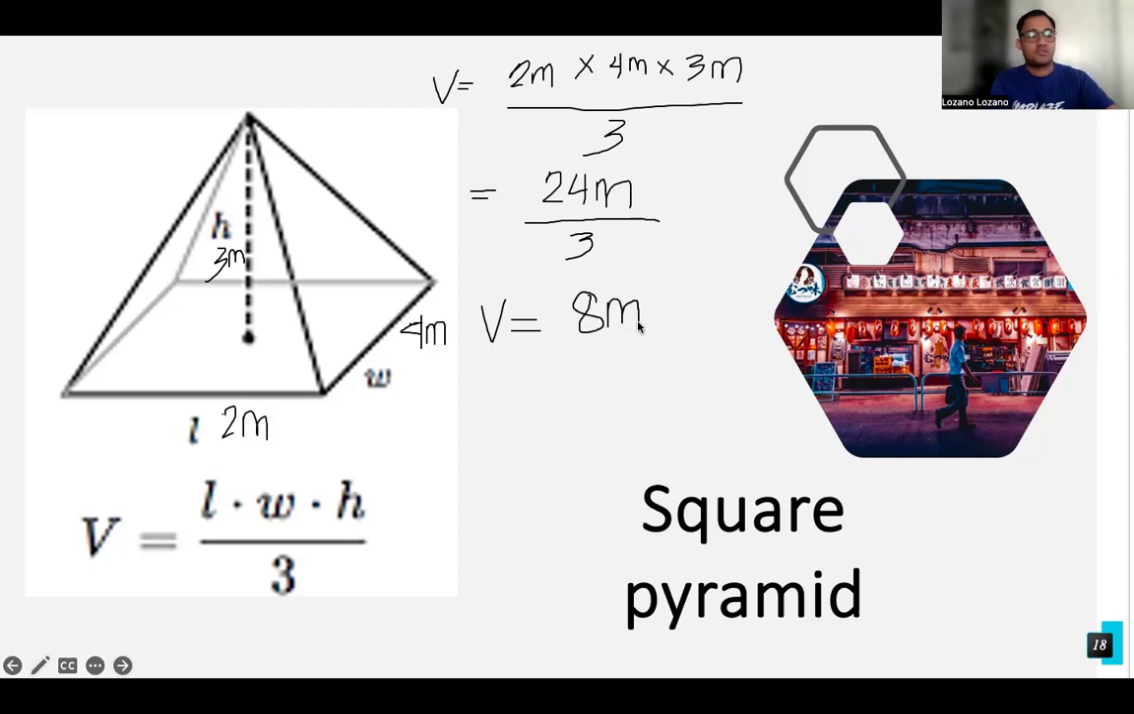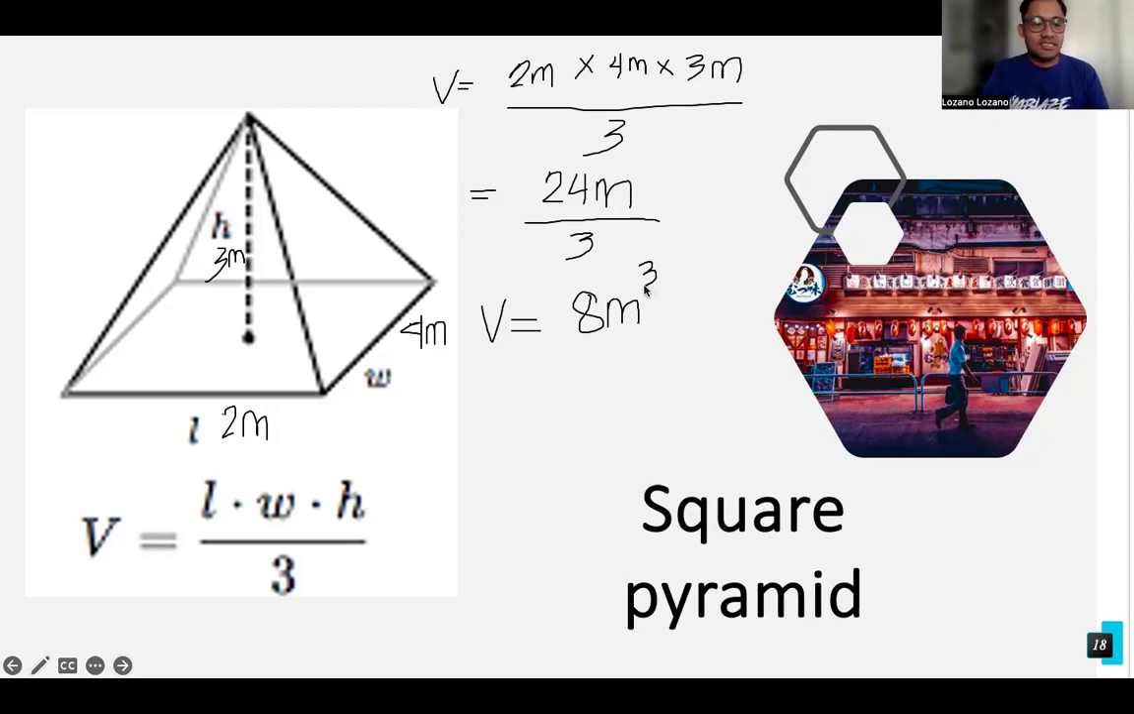Again, what is our unit of measurement? Dahil volume ay cube. So after the measurement, we put a cube on the top of the letter. Okay, so that is the volume of our square pyramid that has a given measurement, that is 8 meter cube. Okay?